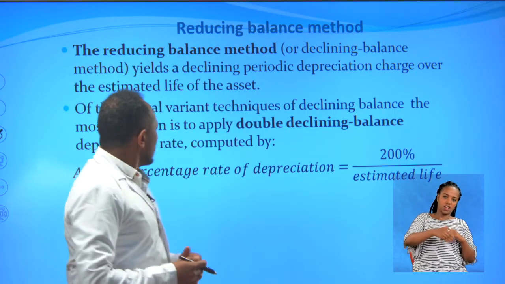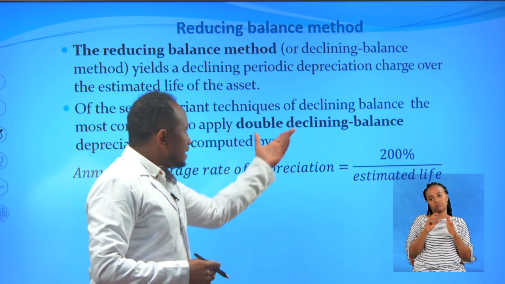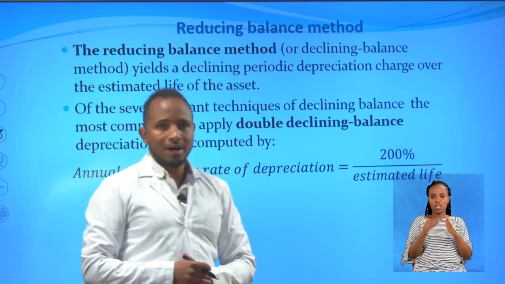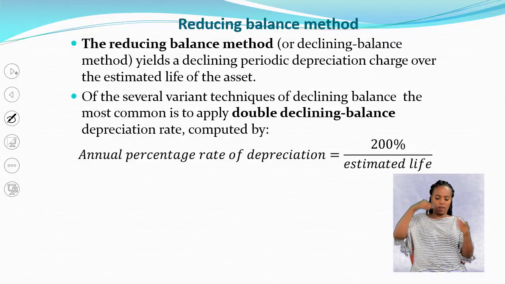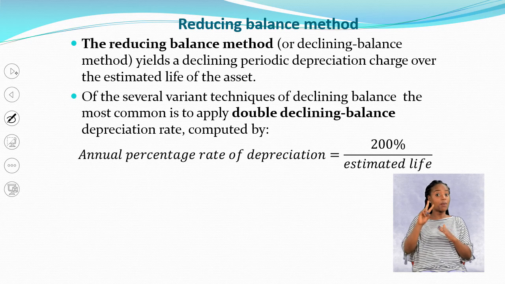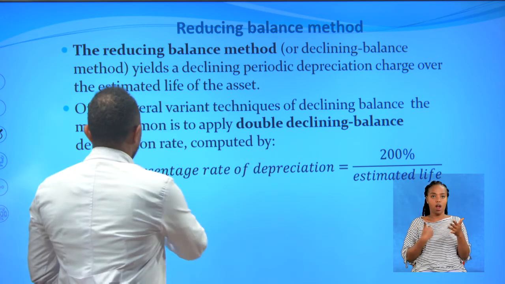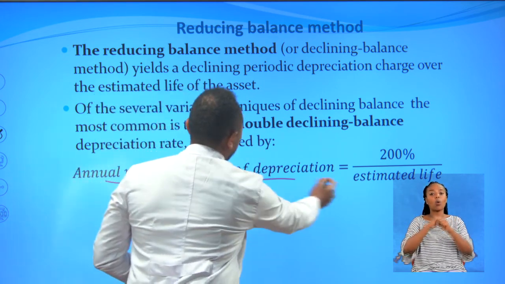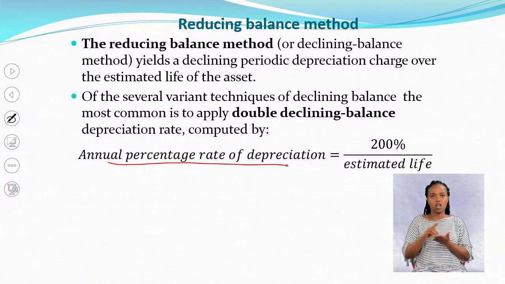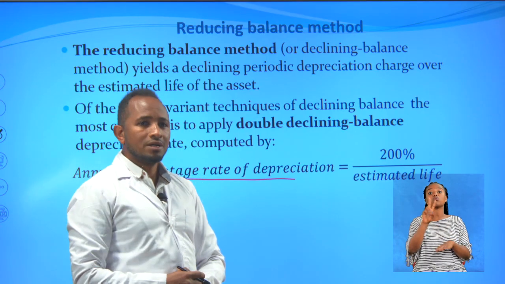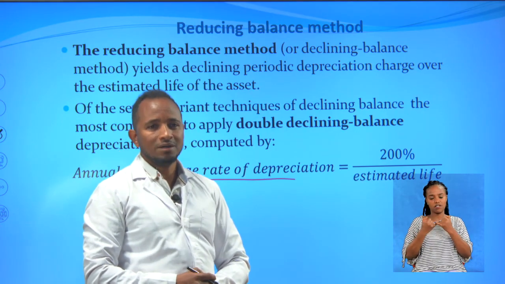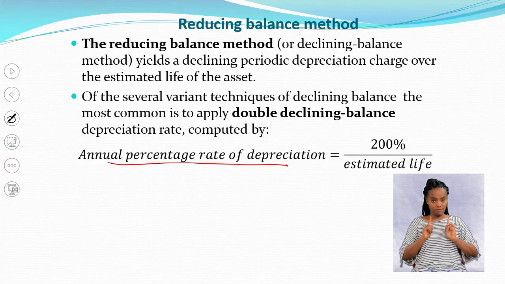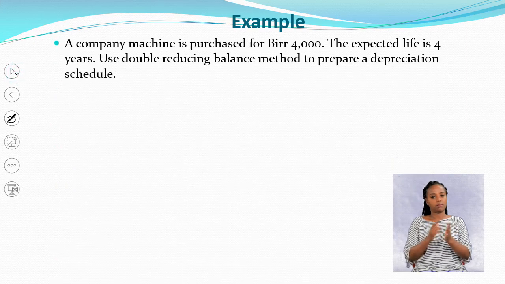Of several declining techniques, we have the double declining balance method. To use this, we have a formula for the double declining balance method. In this method, the annual depreciation percentage rate is given by 200% divided by estimated life. So we'll have an example for this.